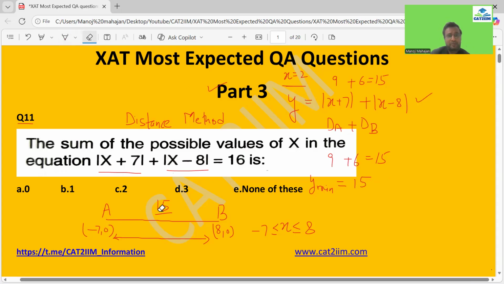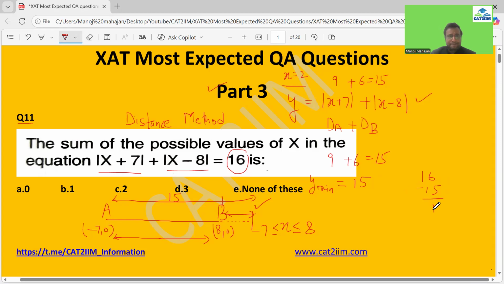If you choose any point beyond this range, you will find that the sum total will be more than 15. In this question, we have to make 16. So let's pick up a point on this side. We have to find the distance traveled by A and B till this point. A will travel this much distance and B will travel this much distance. We already know that A would travel 15 to come to the point 8 comma 0. We have to make 16, so let's subtract 15 from here.